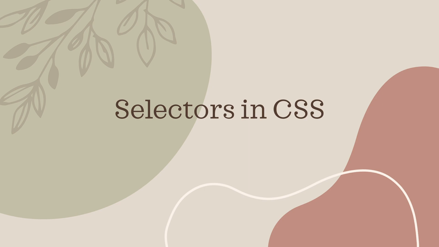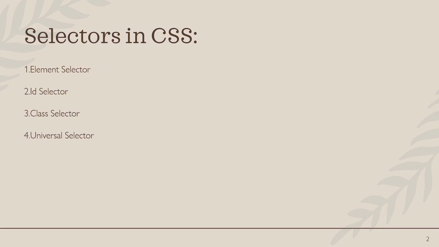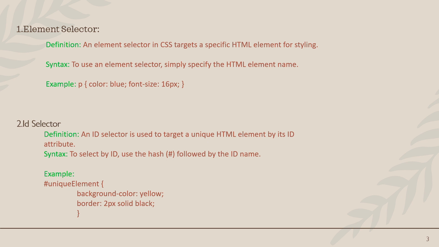Then we have different types of selectors like the element selector, ID selector, class selector, and universal selector. Apart from these, we have other types of selectors like the attribute selector, pseudo-class selector, and pseudo-element selector. So in this video, I will be covering only four selectors. If you want the left out selectors, then I will cover them in the next video. So let's begin with the selectors one by one.